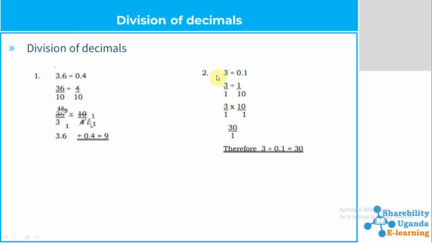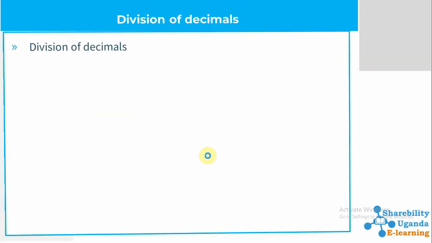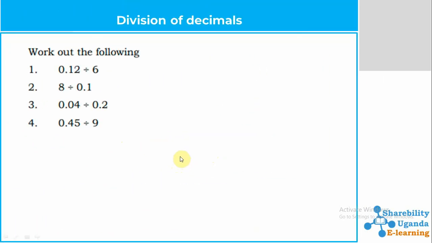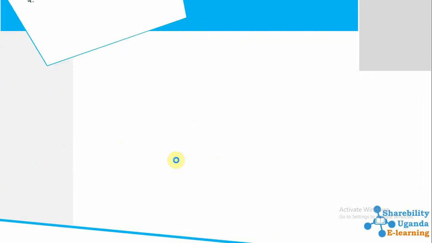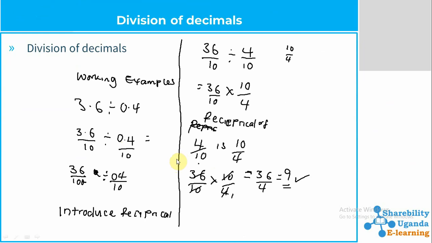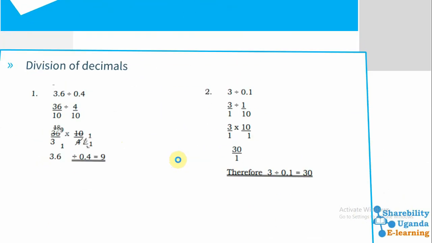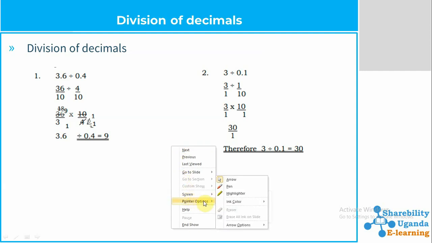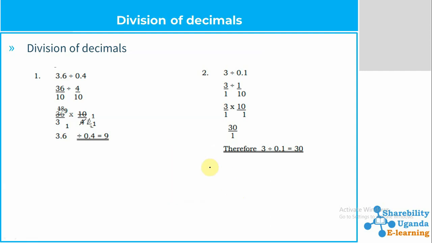So when you try out our number 3 here, which is 3 divided by 0.1, that's what we want to try. Okay, we can try it here. Let's explain it from here. We have our 3 divided by 1, which is the same as 3 out of 1 divided by this.